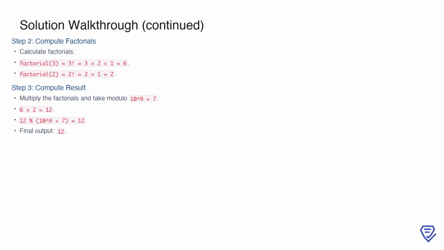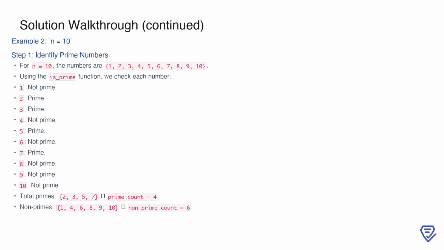Since the problem specifies returning the result modulo 10 to the power of 9 plus 7, we calculate 12 modulo 10 to the power of 9 plus 7, which remains 12. This gives us the final output for n equals 5 as 12. Now, let's look at a larger example where n equals 10.